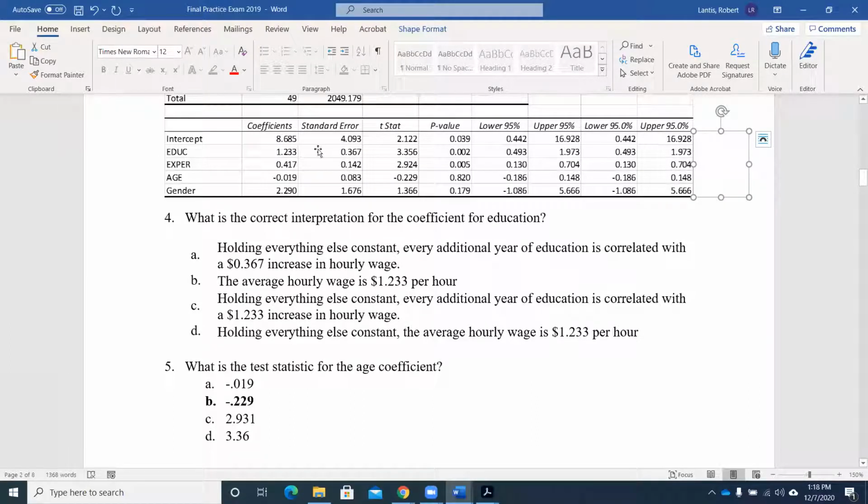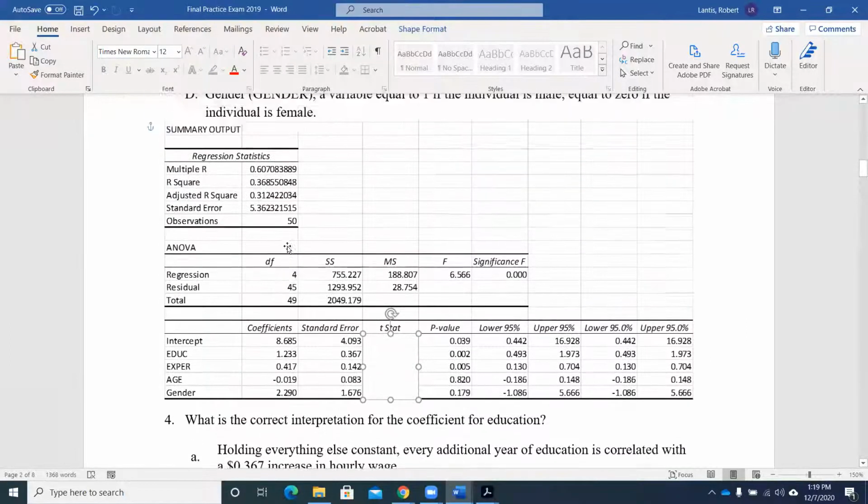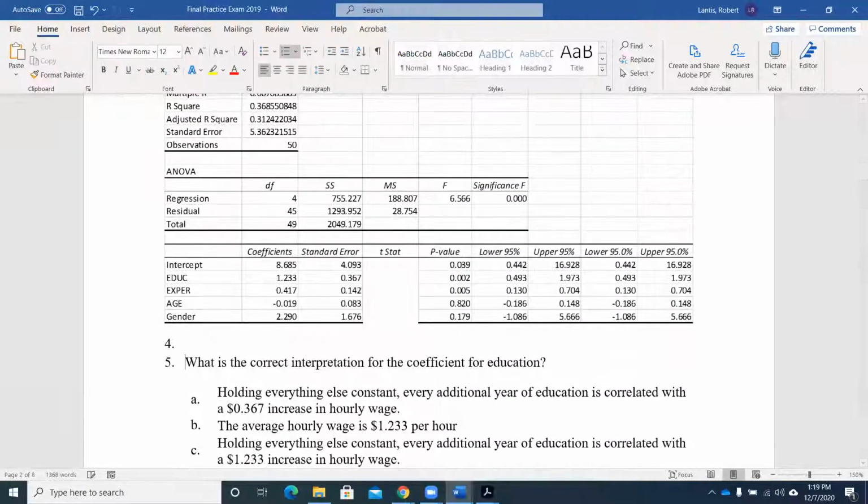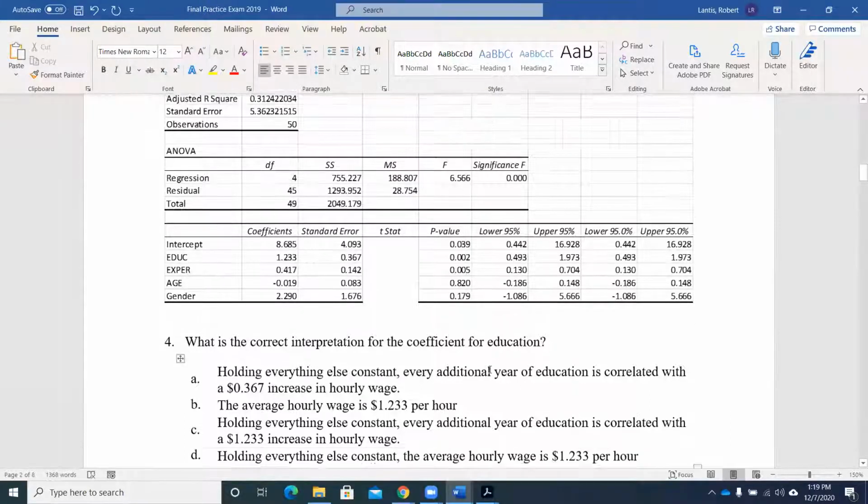So anyways, you could try to do this for every single variable here and reproduce these test statistics, and that might be a good exercise or good practice. Okay. So we skipped 4, but 4 was asking what's the correct interpretation for the coefficient on education? Well, for the interpretation of any one of these coefficients, I'll type this out above here so we can have it as a visual as we talk through it.